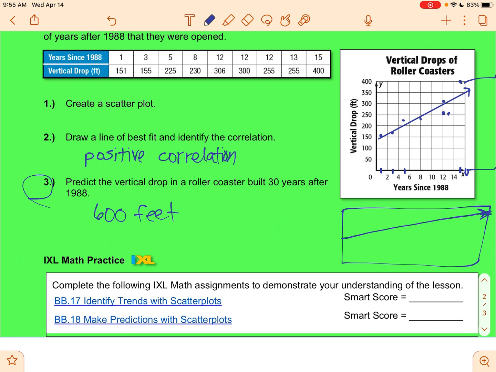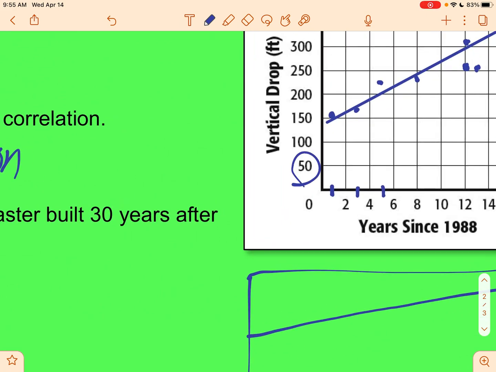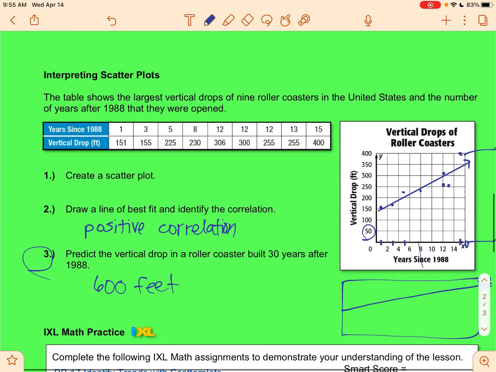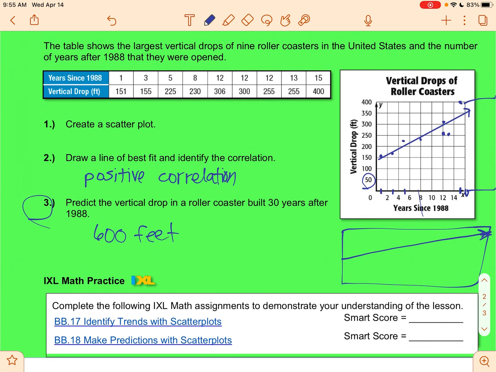Now here's where I would mark it wrong. If you said that in 30 years after 1988, our height is going to be 50 feet, would that make any sense? No, it wouldn't. So it needs to be somewhere in the range of making sense.